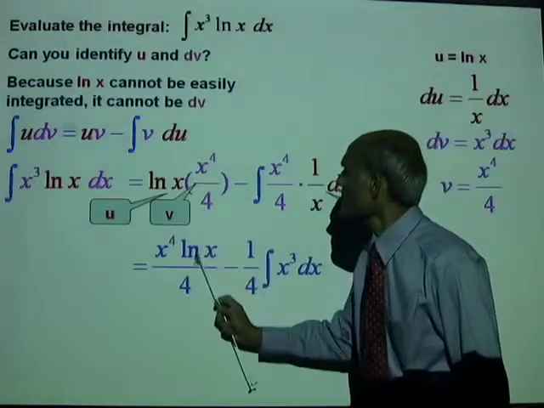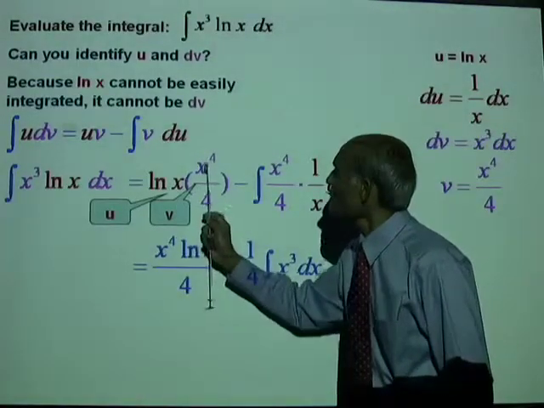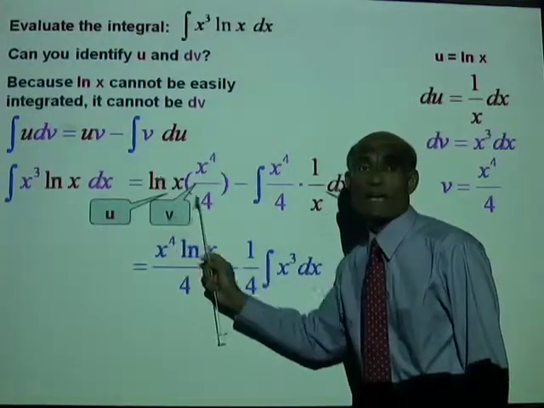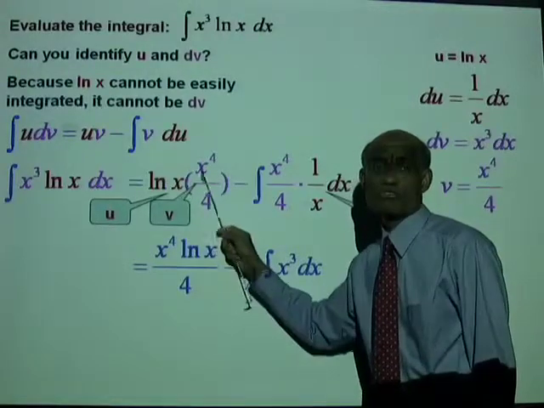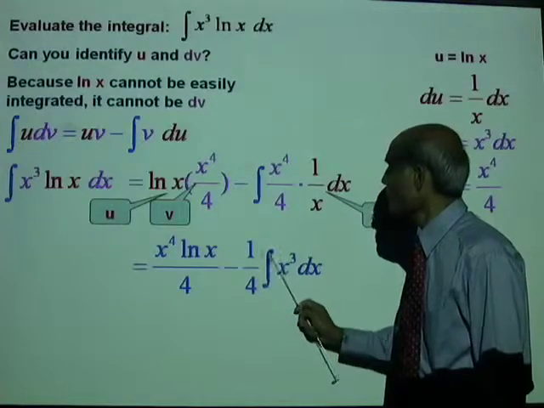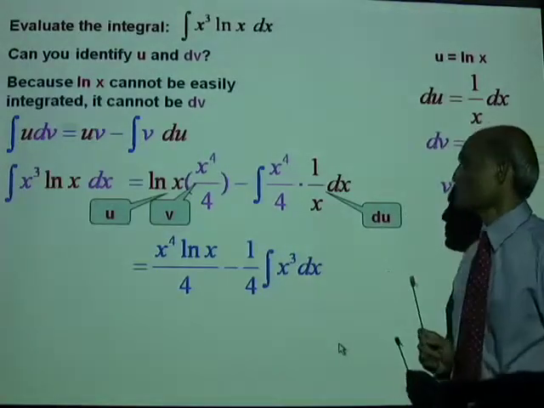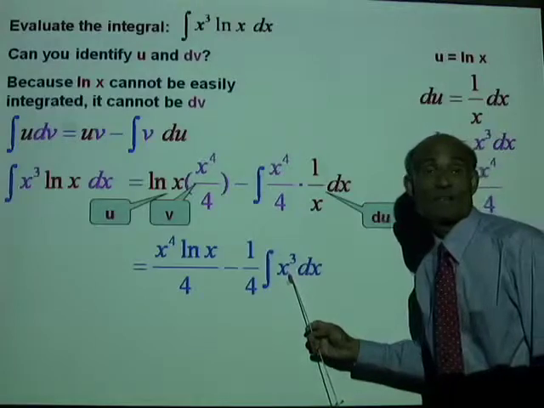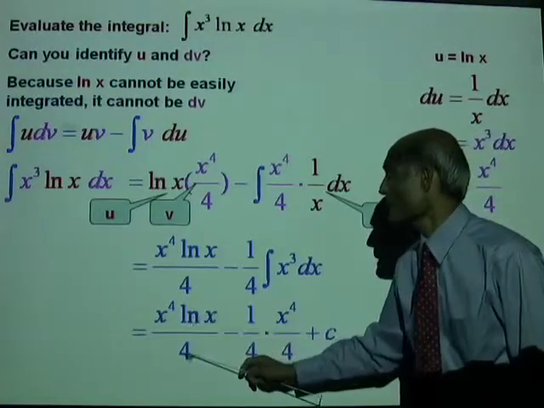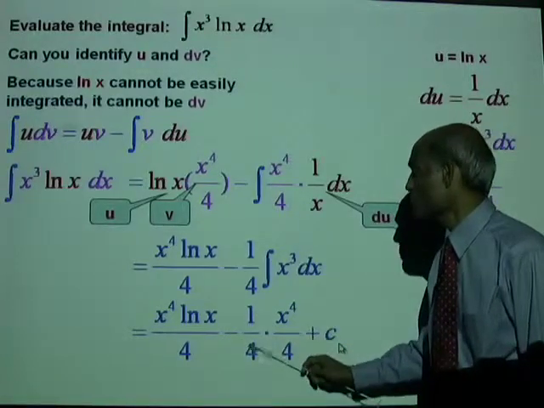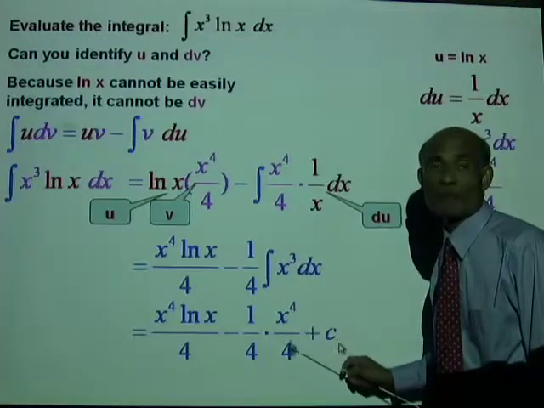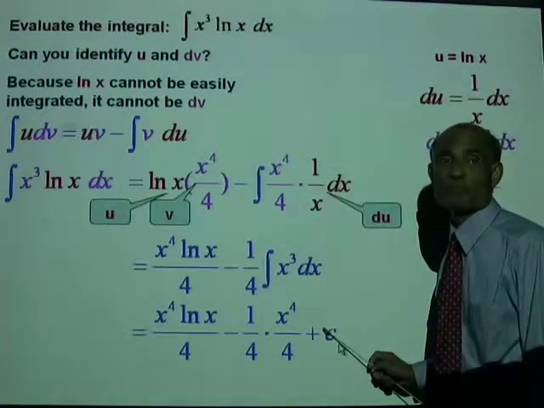So this will be x to the power of 4 ln x divided by 4, that is this term, minus this 1/4 comes out, 1/4 times integral x cubed dx, and this can now be done very easily. So that will be x to the power of 4 ln x over 4 minus 1/4 times integral x cubed dx, which is x to the power of 4 over 4, plus c.